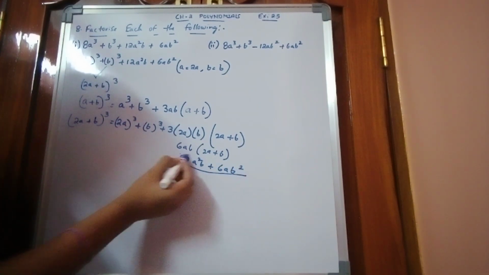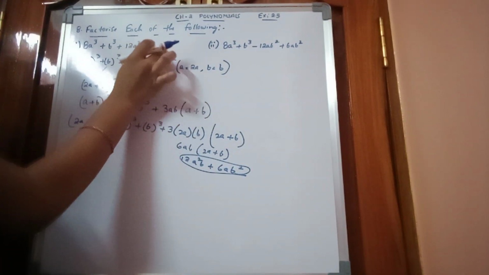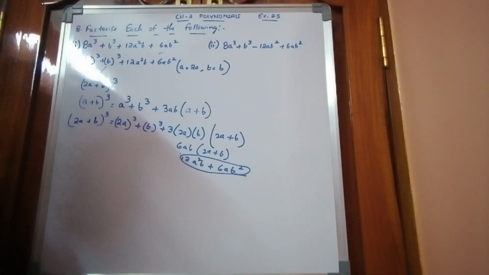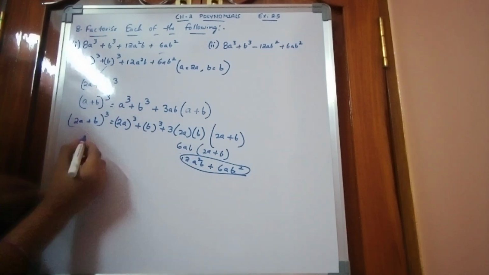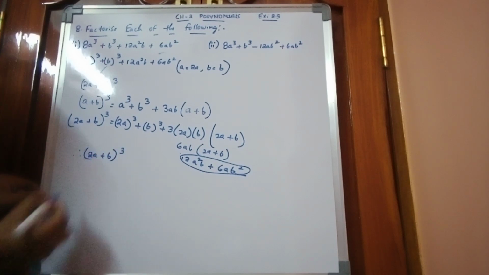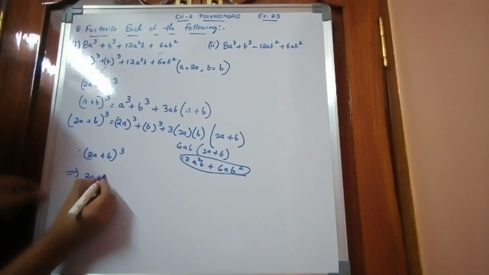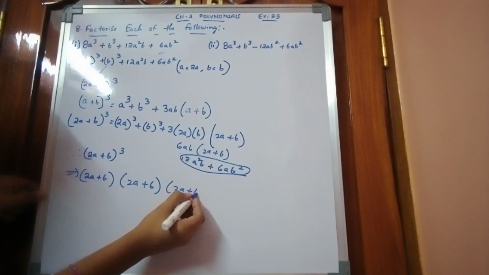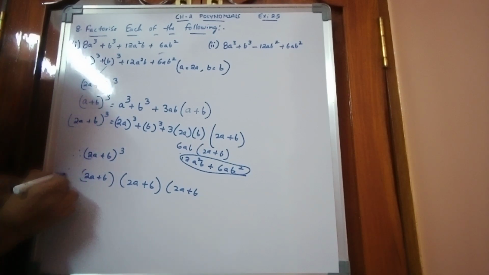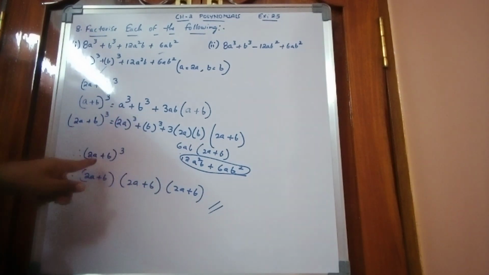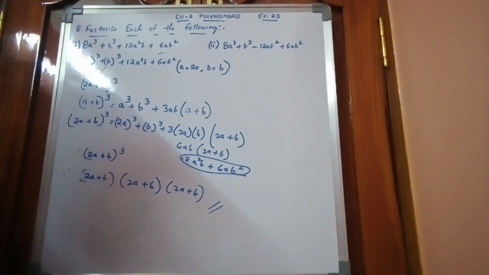So see here, we got the same two expressions. With this we can prove the first one. So the answer is (2a plus b) whole cube, which implies (2a plus b)(2a plus b)(2a plus b). Therefore the answer is (2a plus b) whole cube. So we have to take it in the cube form, that is (2a plus b) whole cube.